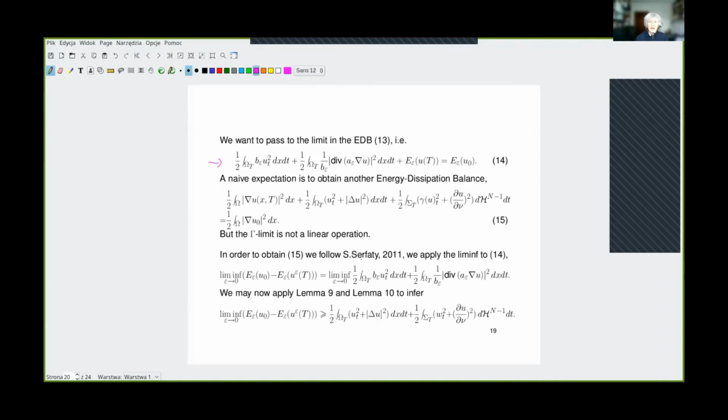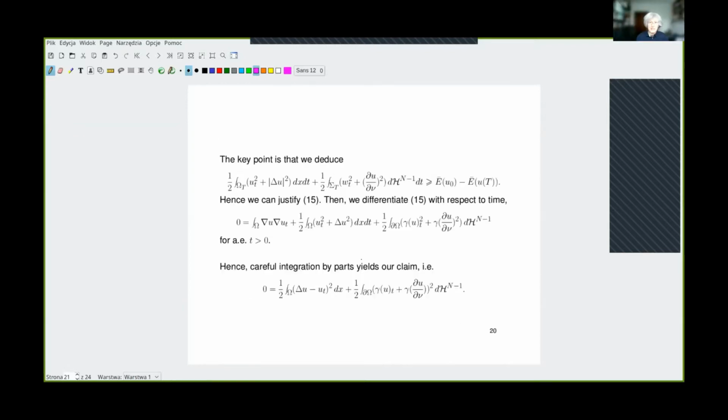So let me come back. I'm able to pass to the limit in the energy dissipation balance. And then I have another energy dissipation balance, and I take the time derivative of this. And this is the result of the differentiation. And when I have this identity, which is valid for almost every t, I can deduce that this energy dissipation balance gives me the heat equation with the dynamic boundary conditions, and this is written here.